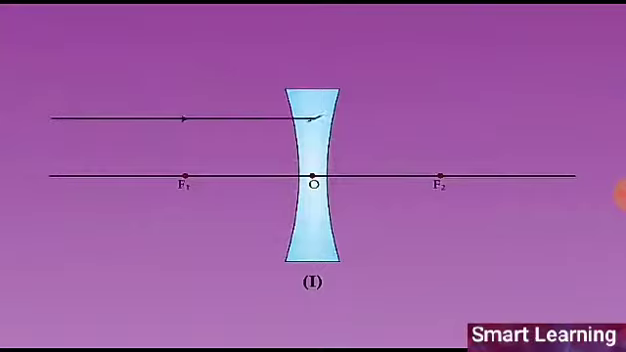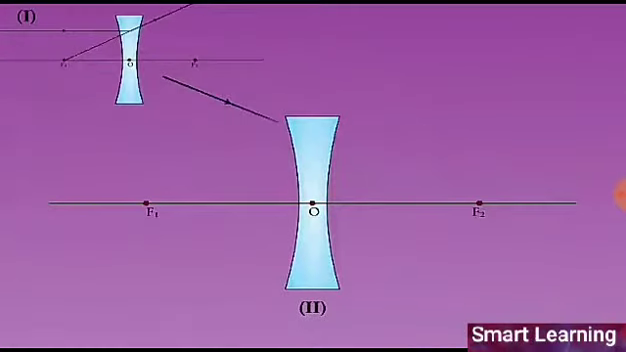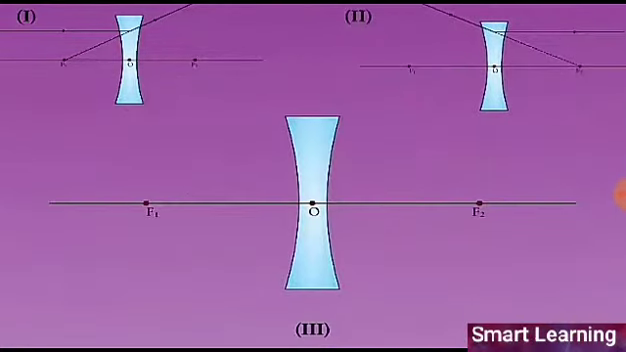1. In case of a concave lens, the ray appears to diverge from the principal focus located on the same side of the lens. 2. A ray of light appearing to meet at the principal focus of a concave lens after refraction will emerge parallel to the principal axis. 3. A ray of light passing through the optical center of a lens will emerge without any deviation.